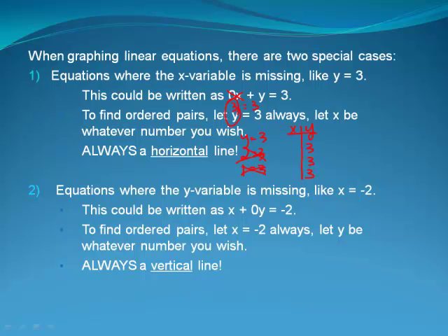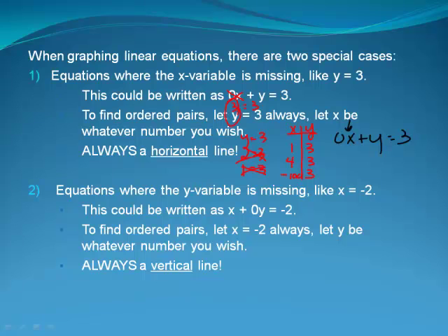And x, on the other hand, can be anything you want it to be. You can pick a 1 for x. You can pick a 4 for x. You can pick a negative 100 for x. It doesn't matter because if you think about the equation written like this, 0x plus y equals 3, whatever you decide to put in for x is going to end up being 0 anyway. 0 times 1 is 0, 0 times 4 is 0, 0 times negative 100 equals 0. So x can be anything you want. The important thing is y has to be 3.